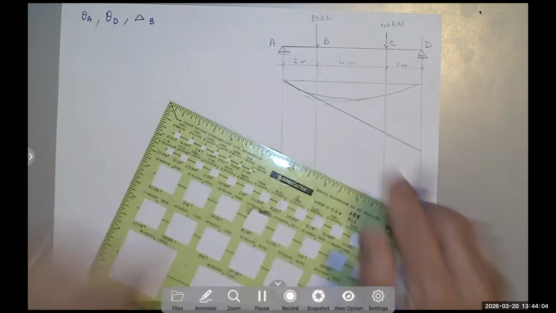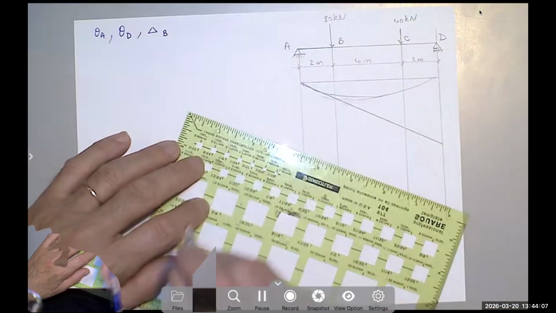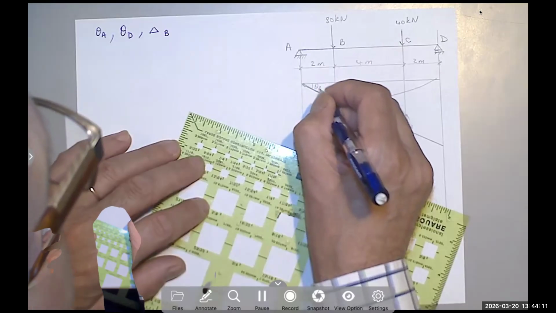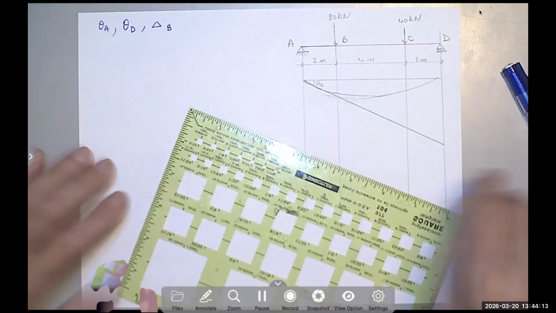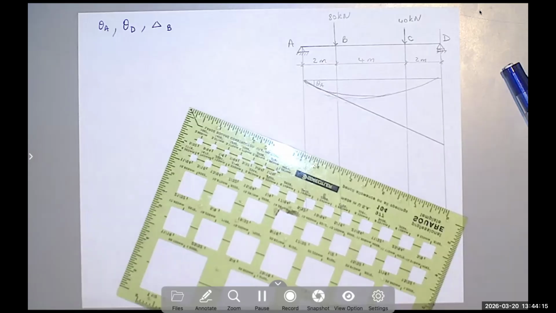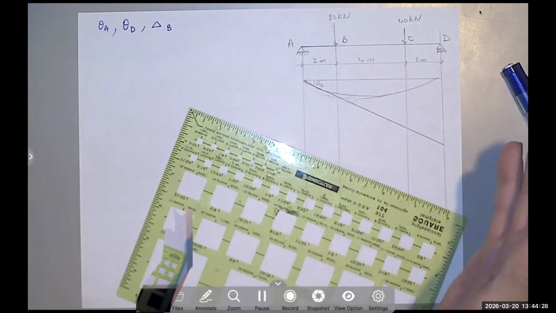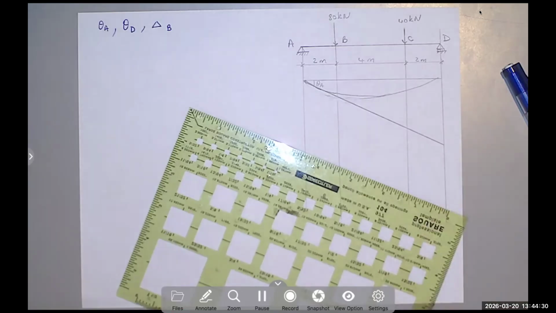So here is the tangent at A, which means that this angle would be theta sub A, right? Notice theta sub A is a very small angle. And what do we know about small angles? We know that as theta approaches 0, the angle in radians is the same as the sine and the same as the tangent, right? All of them would be the same.